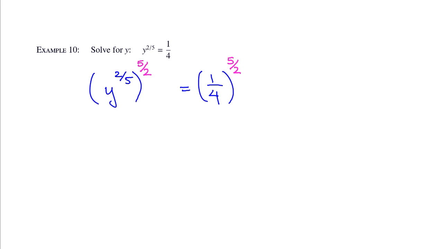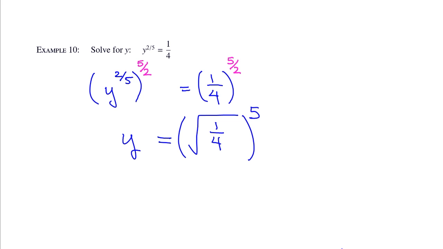So y to the 2/5 to the 5/2, you would multiply the exponents. 2/5 times 5/2 is 1. So we're left with y equals, and then we have 1/4 to the 5/2 power. Now the 2 on the bottom represents the 2 root, which is the square root. So it's the square root of 1/4 raised to the 5th.